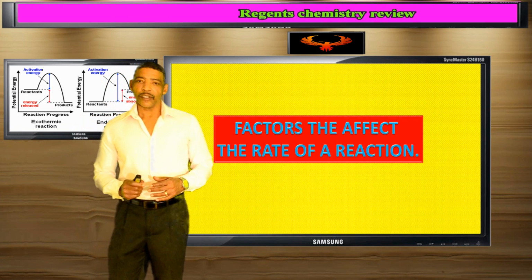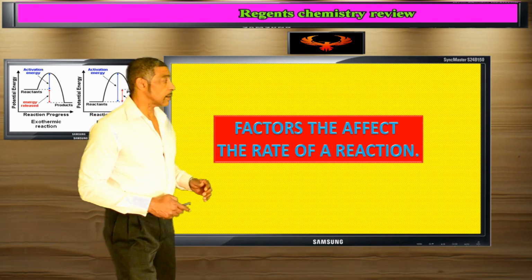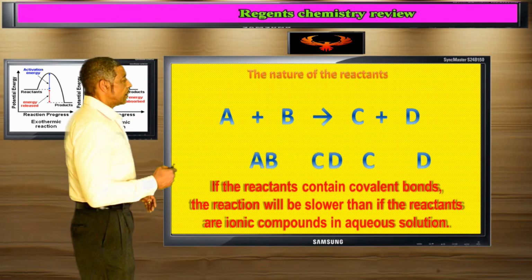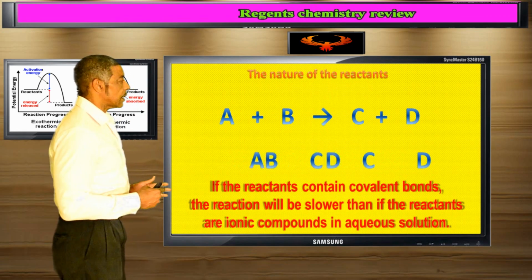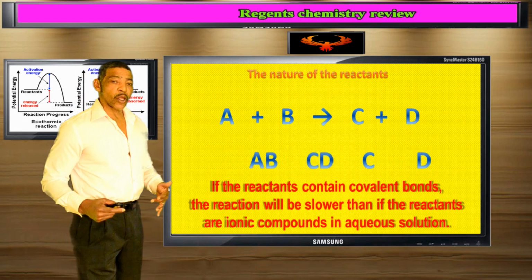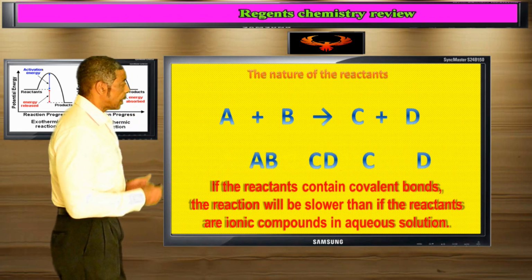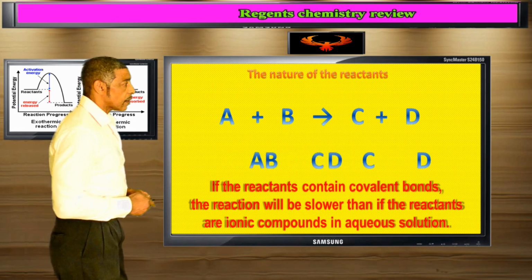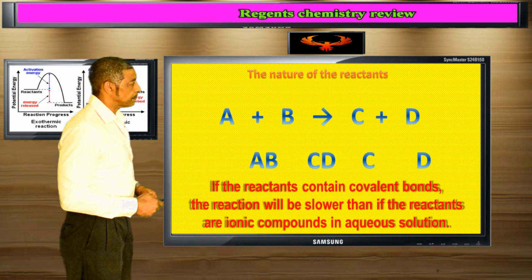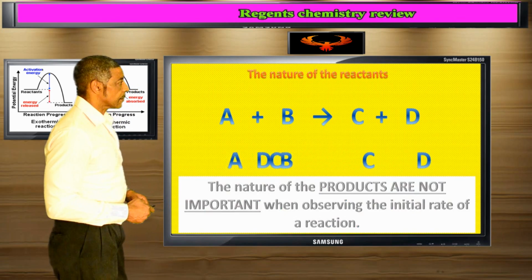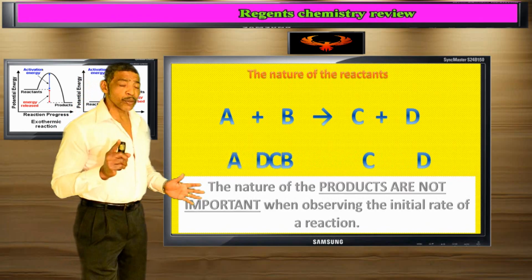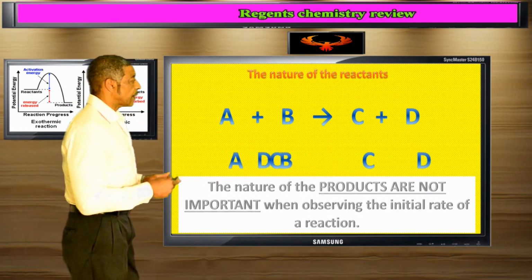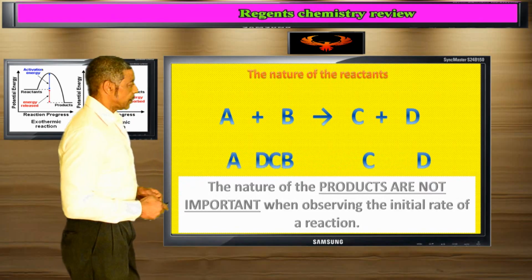Now let's review some of the factors that will affect the rate of a chemical reaction. Nature of the reactants. If the reactants contain covalent bonds, the reaction will be slower than if the reactants are ionic compounds that are dissolved in aqueous solution. The nature of the products, however, is not important when observing the initial reaction rate.